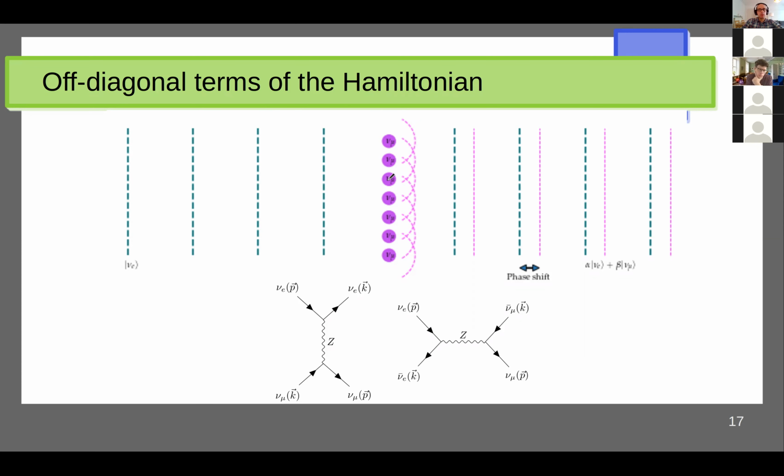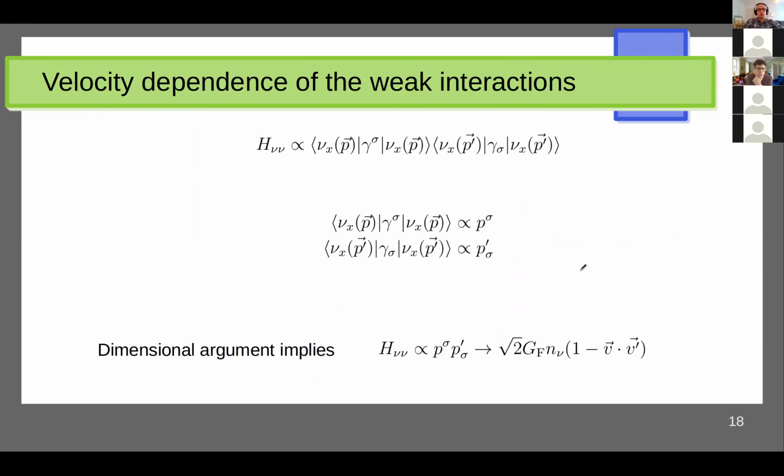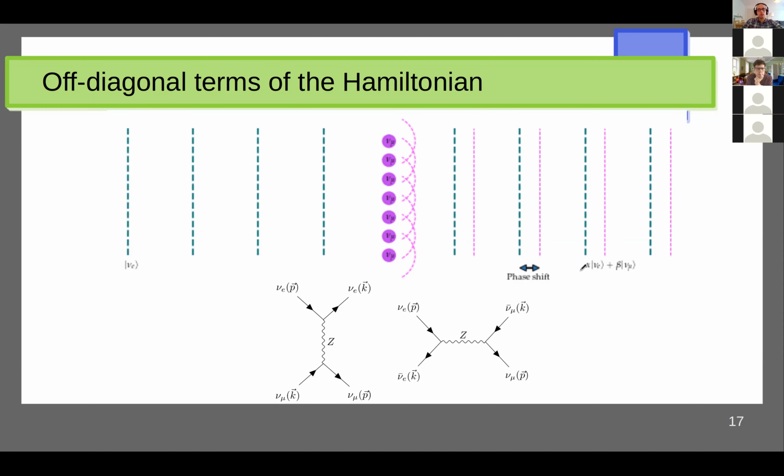So the scattered wavefront now has to be added up due to all possible scatterings. And the result is a plane wave again, but instead of just being a nu e with a phase shift, what we have is an admixture of nu mu. So this is what causes the off-diagonal term. This also makes the evolution of neutrino flavor non-linear in nature.